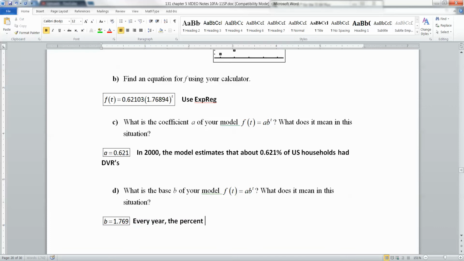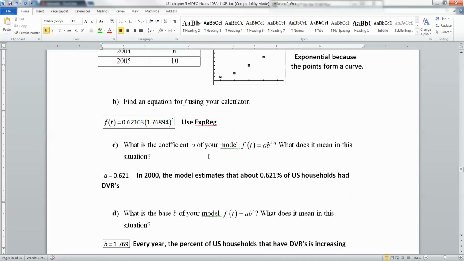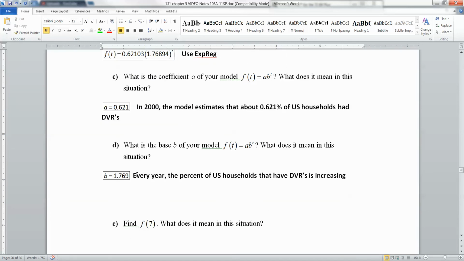The percent of U.S. households that have DVRs is increasing, right, going up, and you can tell it's going up because your base B is greater than 1. Remember, 1 is the flat line level. If nothing was happening, it'd be B equal to 1. If it's over 1, it means you're increasing. If it's below 1, it means you're decreasing.